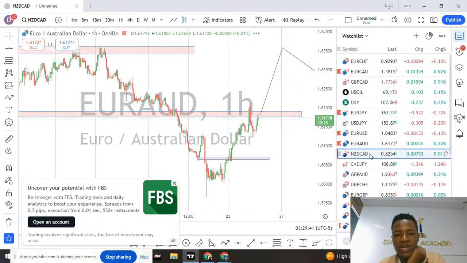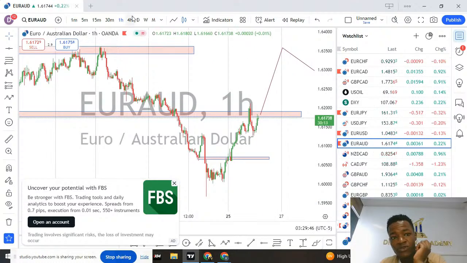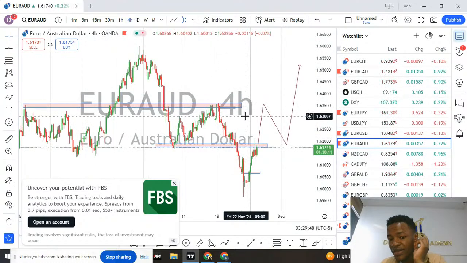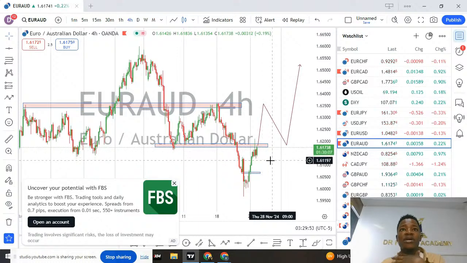Okay, so let's go to NZD CAD. This pair is an A setup. This is a pair we are following up each and every day this week. We have to have an entry by end of Friday. We are going to have an entry on this pair by end of Friday.